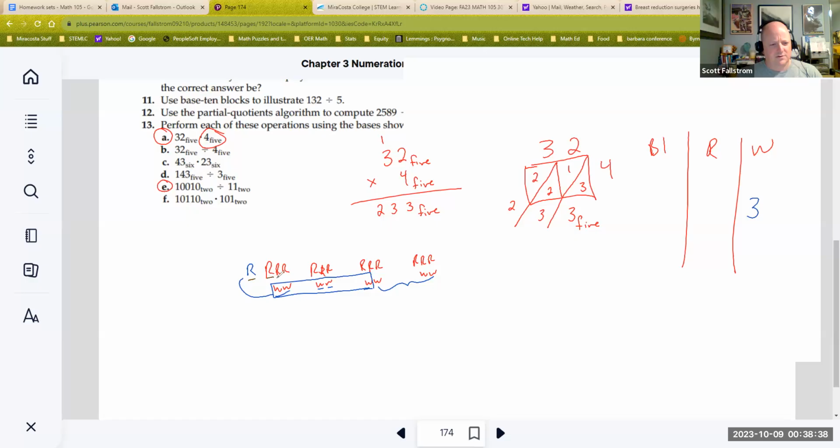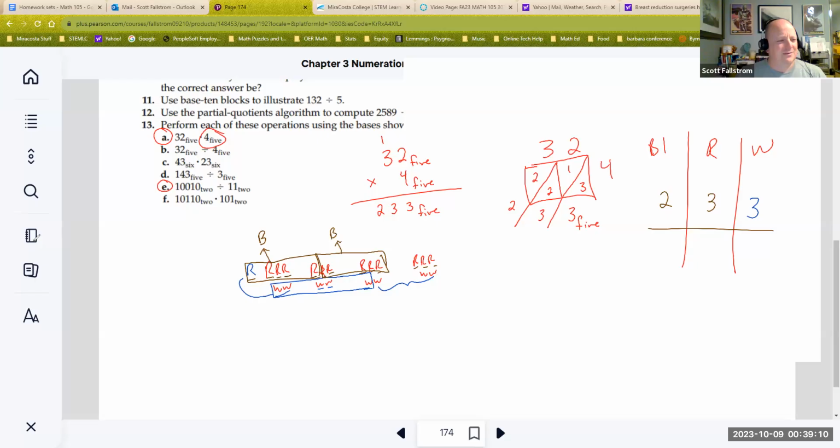So 1, 2, 3, 4, 5. So there's 5 reds, and that becomes 1 blue. 1, 2, 3, 4, 5. There's 5 more reds. That becomes a blue. 1, 2, 3 reds are remaining. So I have 3 reds here. And then you can see there's 2 blues. So there would be my result if I was using the chips. So 3 different techniques there to show you how to go about doing that.